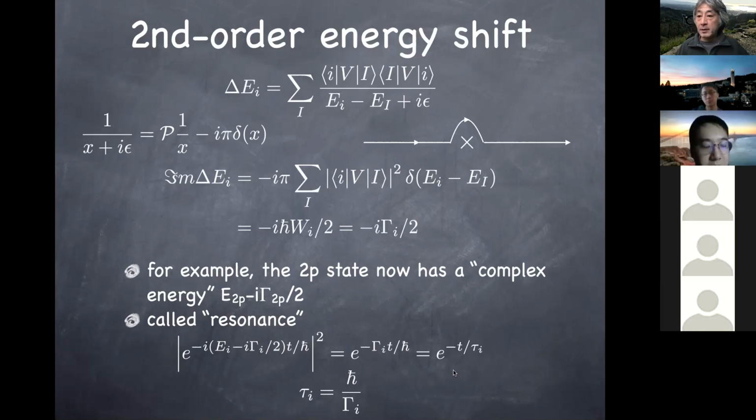I've got a quick question. Go ahead. Is the equation like 1 over x plus i epsilon, is this equation valid all the time, or is this valid upon integration? Oh, so this identity is meant to be inside an integral. Okay, so if that is only valid inside the integral, how can you write the imaginary part of delta EI? Because delta EI is not, we don't integrate delta EI, right?